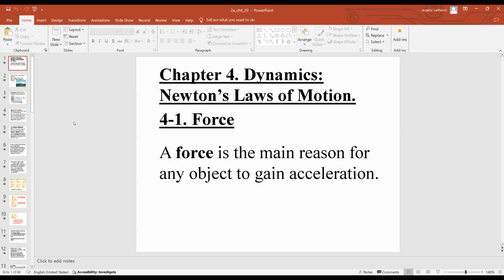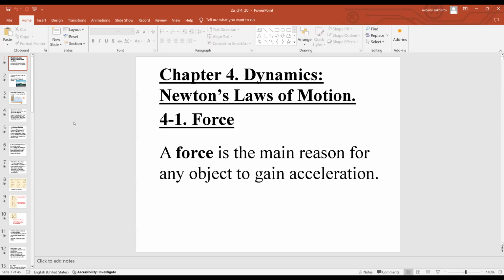Okay, chapter 4, we move on to dynamics and Newton's laws. Newton's laws are universal. They work for the whole universe. So you definitely want to be aware of those. Newton is the founding father of classical mechanics. So definitely those laws apply everywhere.